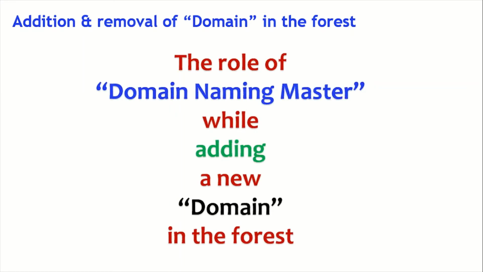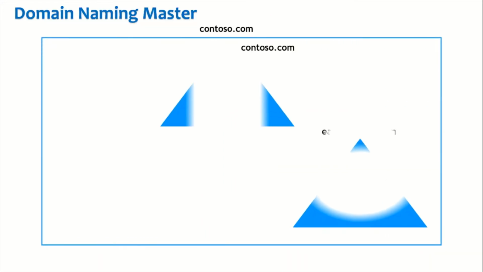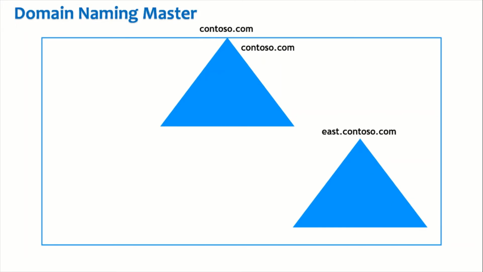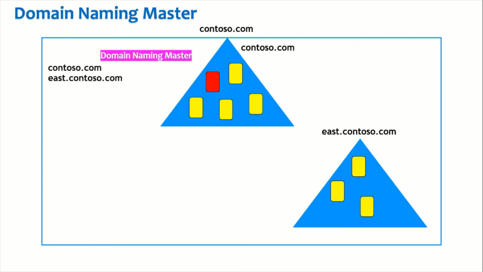So let us understand the role of the domain naming master while adding a new domain in the forest. What exactly is the role of a domain naming master when we add a new domain in the forest? This is our typical forest, contoso.com. We have 2 domains, contoso.com and east.contoso.com, and we have a few domain controllers in every domain. And this is our domain naming master. We have a domain naming master in our contoso.com domain, and it has 2 entries, contoso.com and east.contoso.com. As we know, the domain naming master maintains a list of all the domains in the forest, and this avoids creation of duplicate domain names.